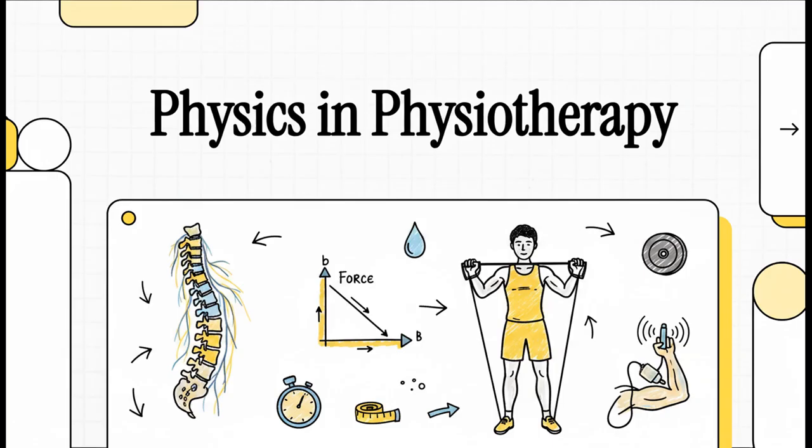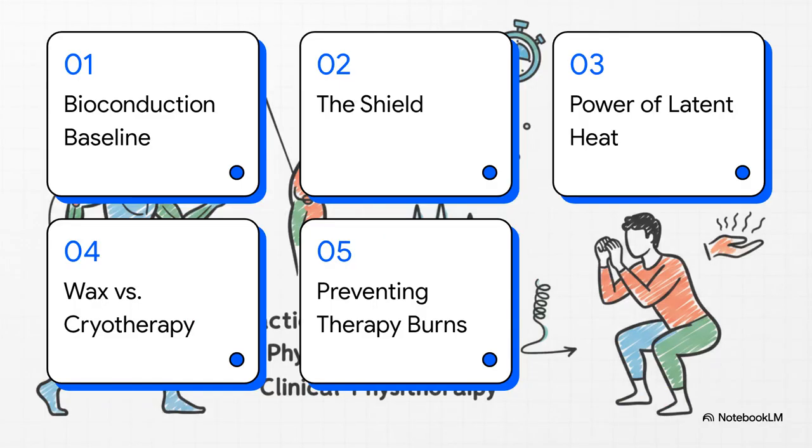We're going to bridge the gap between the textbook physics you study and the actual living patients you treat every single day. Okay, let's take a quick look at today's clinical syllabus. We'll start off with the bioconduction baseline, then we'll check out the shield for electrical safety. After that, we'll tap into the power of latent heat, apply it to wax versus cryotherapy, and finally, wrap things up with preventing therapy burns. Let's get right into it.